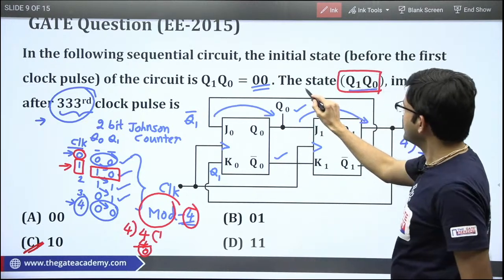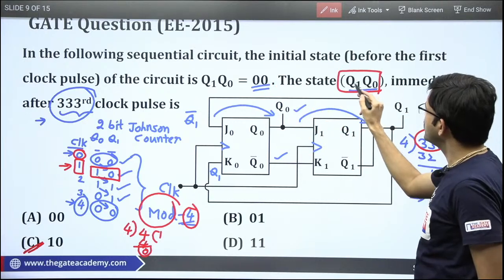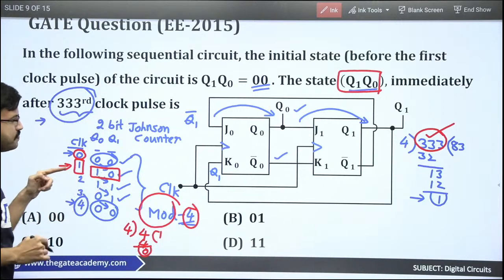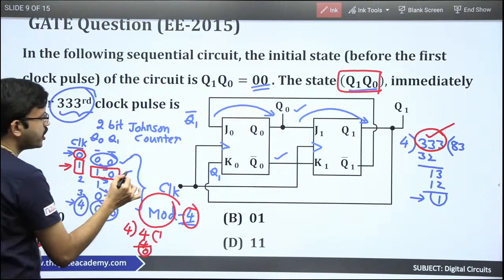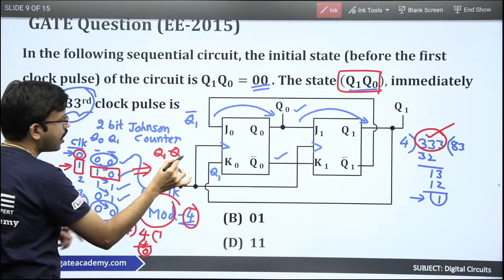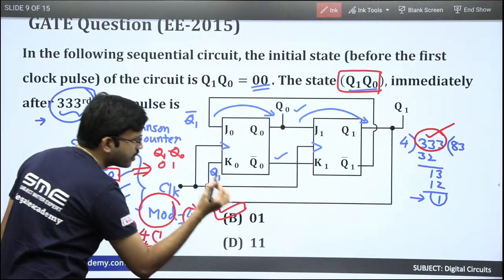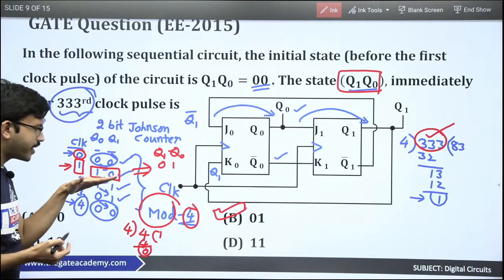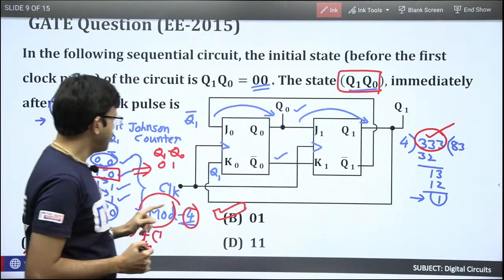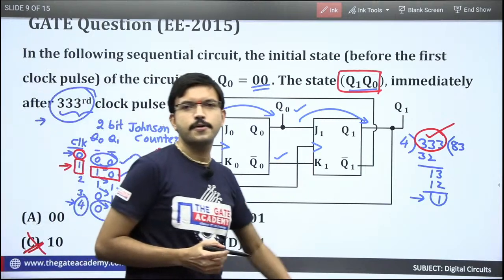See, what they are asking is the state Q1 Q0 immediately after the 333rd clock pulse. Here they are asking Q1 Q0. After applying the first clock pulse you have Q0 Q1 as 1 0. So Q1 Q0 will be what? The order you have to just reverse, right? 0 1. So that means option B is the correct one. Up to here you may get it right, but if you don't read the question carefully, you may choose option C, but option C is wrong. Option B is the correct answer.